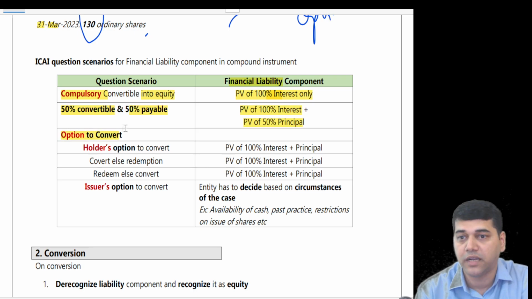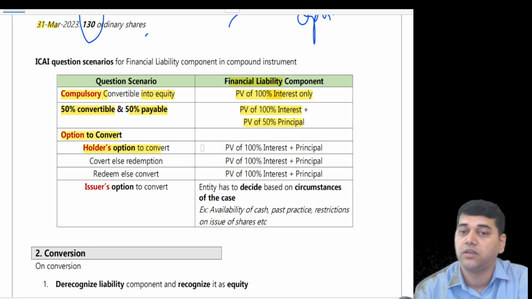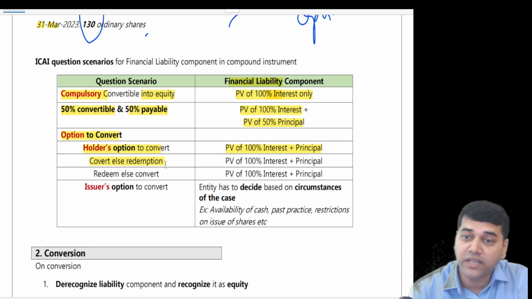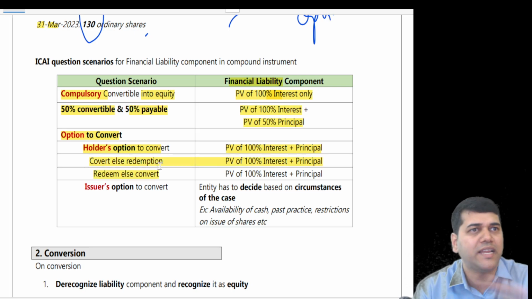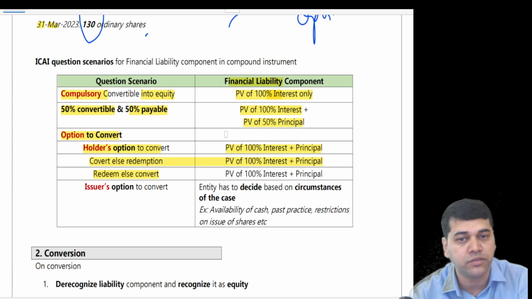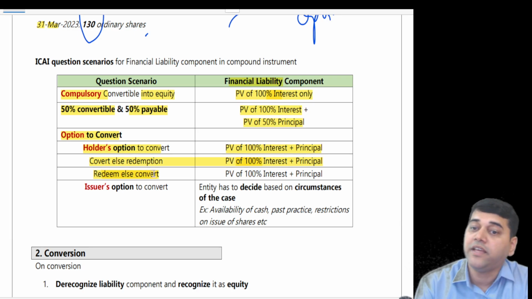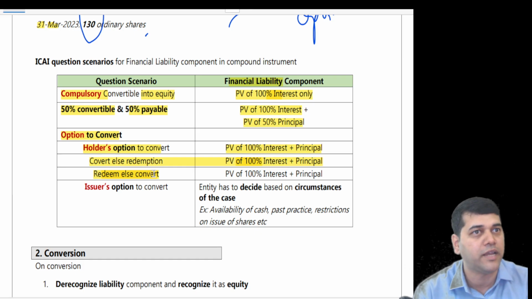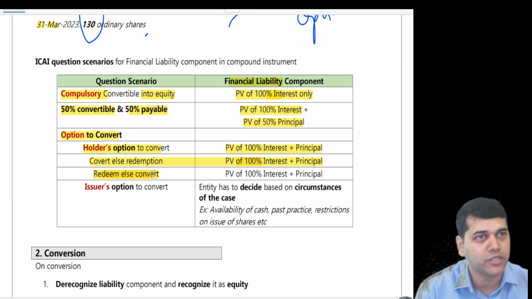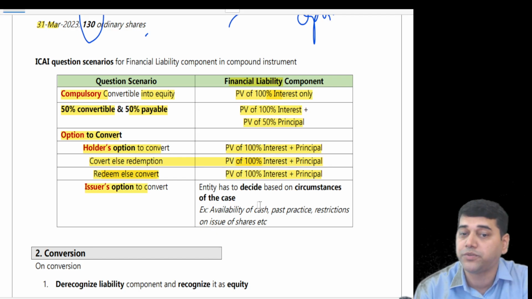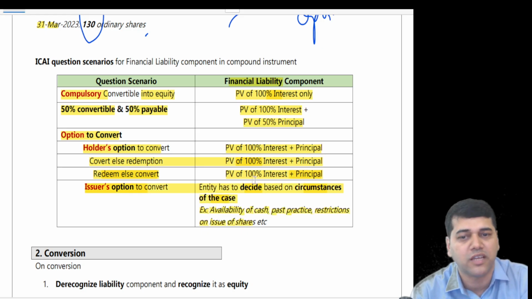Option to convert comes. If it is at the holder's option, all principal and interest is liability. Convert else redeem, they will tell you. They will not tell you whose option it is. Then you have to assume that it is at the holder's option. Same story. They may say redeem else convert. So, both are same, no? Both are same. Then why ICAI should give the same? In one question, one language they will use. Then also same story. But if it is the issuer's option, they have to decide based on the circumstance. Okay, but such questions are not there.